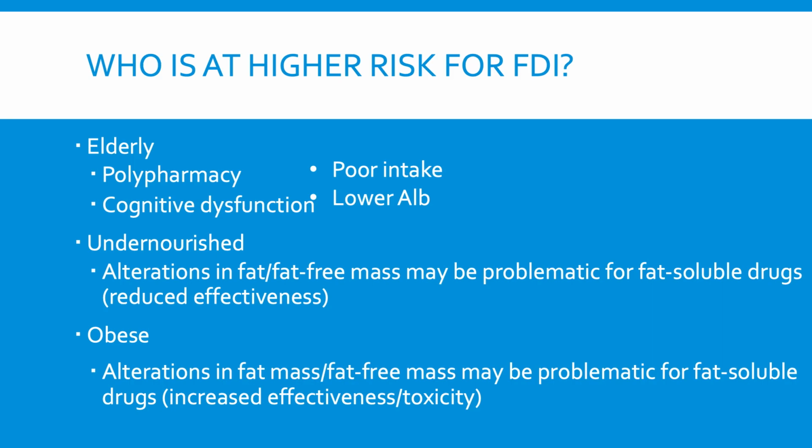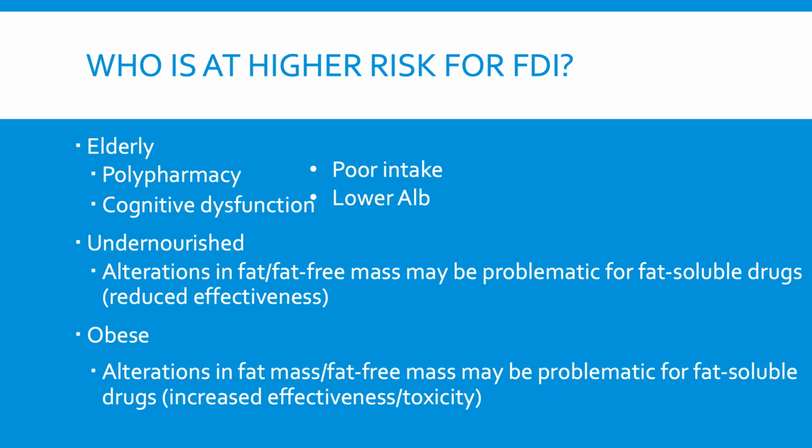Who's at the highest risk for food-drug interactions? Probably older adults. This is because they are taking a lot of medications. That's what polypharmacy refers to. They may have some cognitive dysfunction, so they can't remember if they took their medication or how to take it properly. They may have poor intake, so that could influence the metabolism and absorption of the drug. And then they often have lower albumin, so that might make the drug more effective. And more of something isn't always good, right?